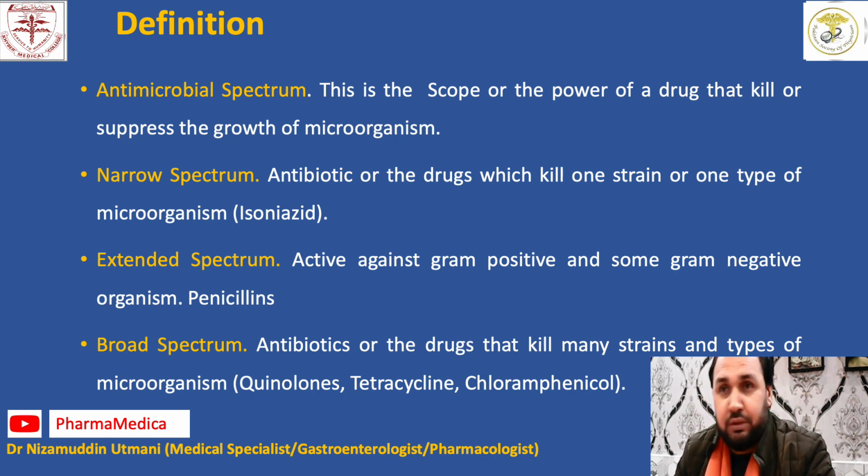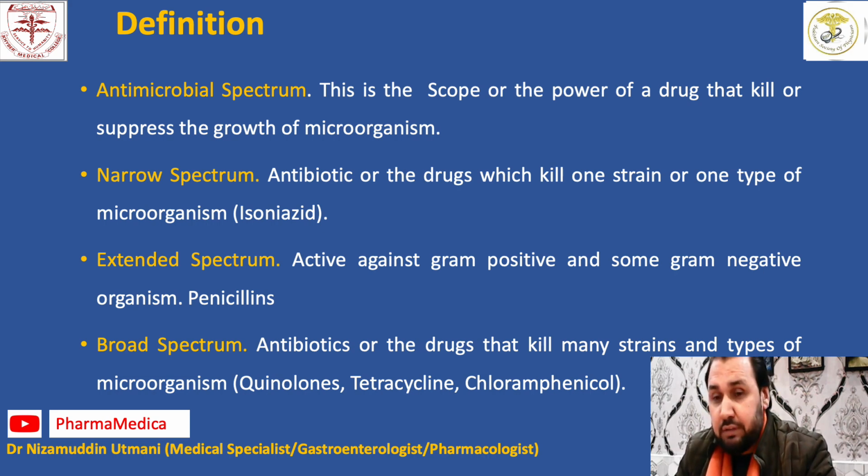We sometimes say broad spectrum, narrow spectrum, extended spectrum. So spectrum is basically the scope or the power of an antibiotic to kill microorganisms. Some antibiotics have high scope, high power, and they kill multiple microorganisms, while some antibiotics have a very narrow scope and narrow activity against microorganisms.